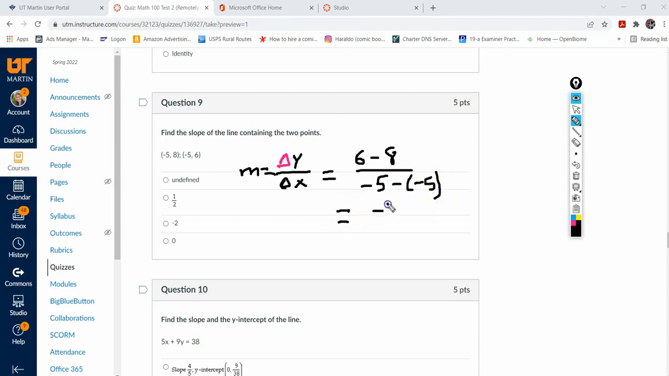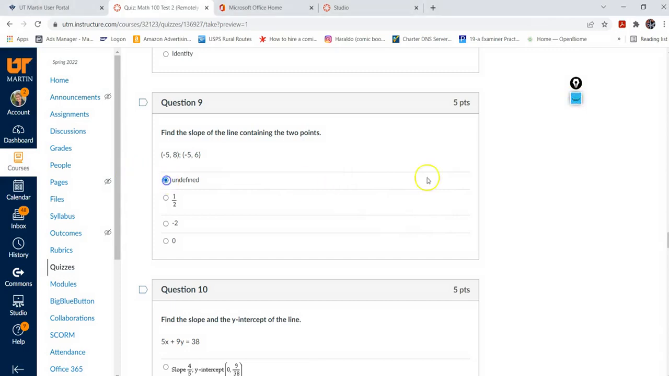So I'm going to get negative 2. And then I'm going to have negative 5 plus 5. And that will give me 0. And that's not defined. And so the line that contains those 2 points is a vertical line, because its slope is undefined.